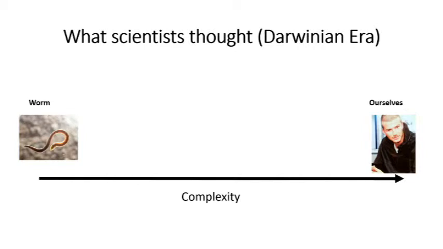Therefore, the challenge for atheists in the 19th century was not to explain how a worm could arise, but how humans arose, and this is why Darwinian evolution was so popular in the 19th century, because humanists thought they'd found a way at last to explain human existence without invoking a maker.